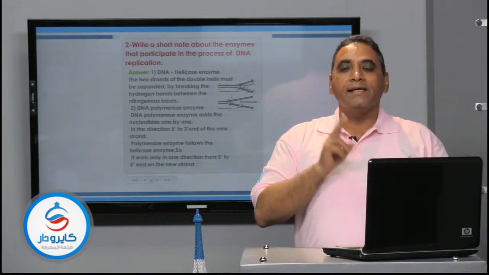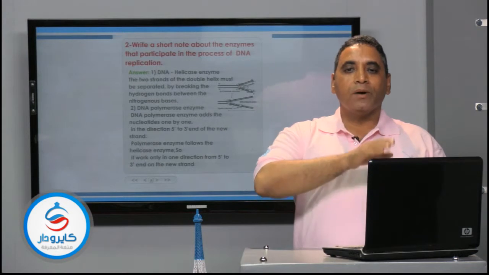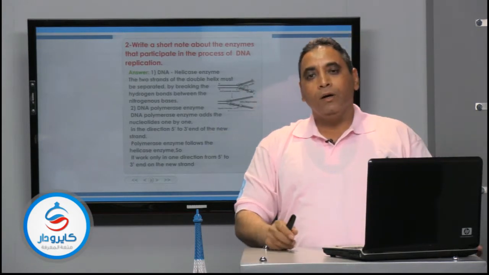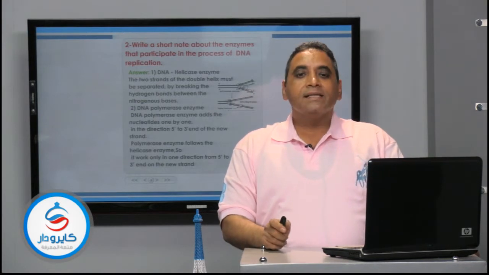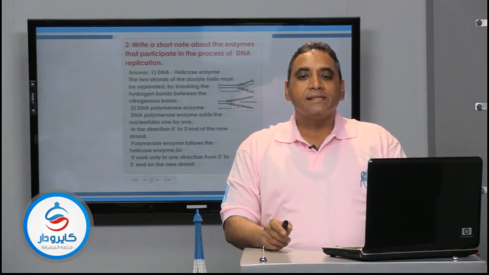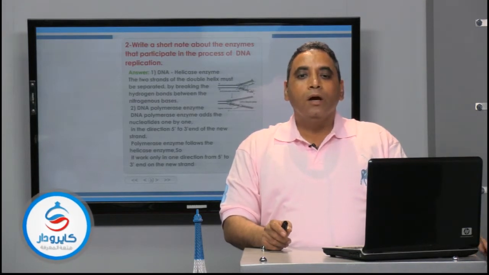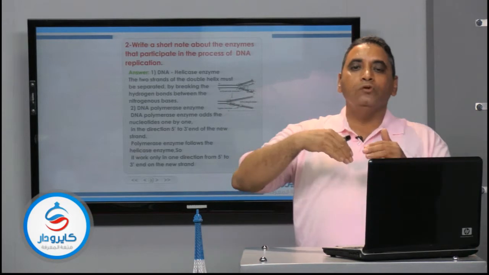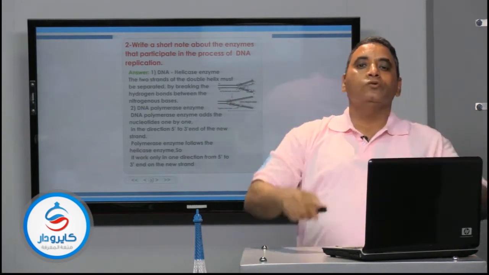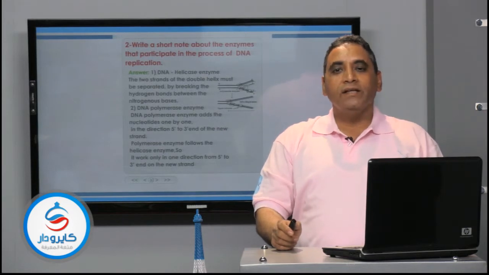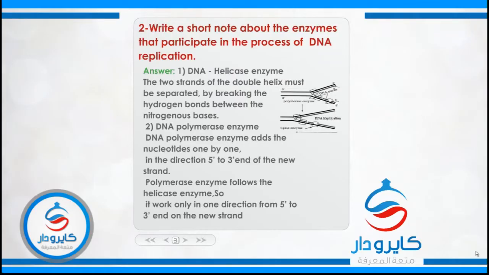So the helicase enzyme acts in the direction from 3' to 5' in one strand, and from 5' to 3' in the other one. But the next enzyme is the DNA polymerase. The DNA polymerase enzyme adds the nucleotides one by one in the direction from 5' to 3', or adds nucleotides to the 3' end of one strand to form one of the two strands, and adds nucleotides to the other strand at the 3' end.